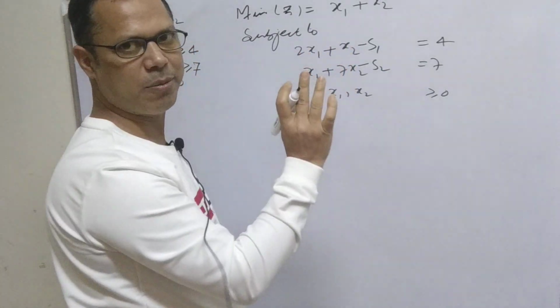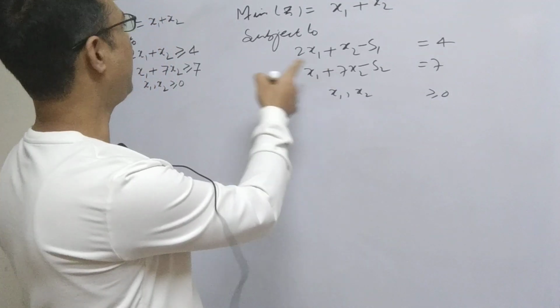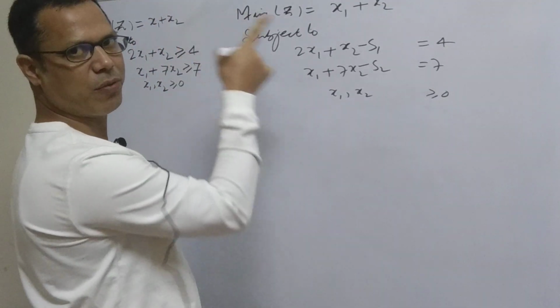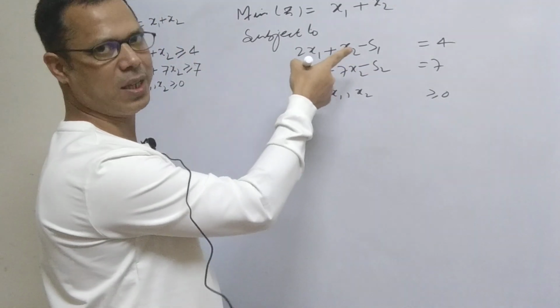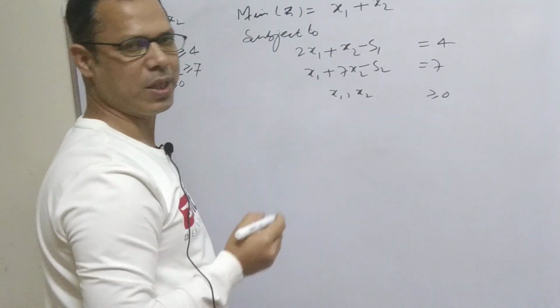Okay, just to remember, in minimization type questions, generally to change the inequalities into equations we need to subtract some variable. That variable is called a surplus variable, or sometimes called a negative slack variable.